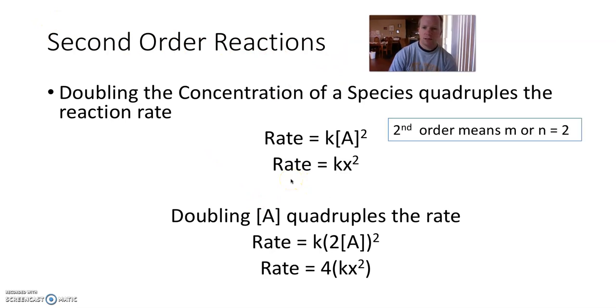All right. Second order reactions means if we double the concentration, we quadruple the reaction rate, right? And our exponent becomes 2. So that means M or N can be 2, right?